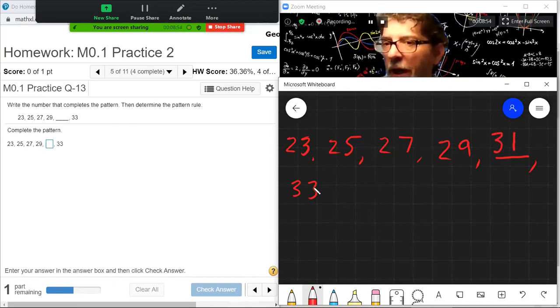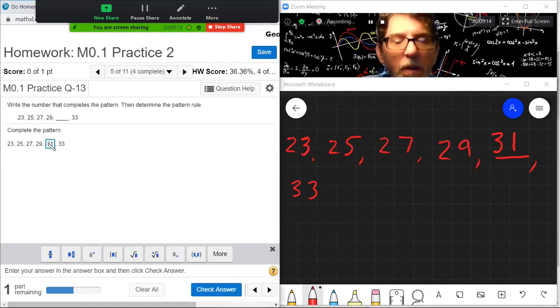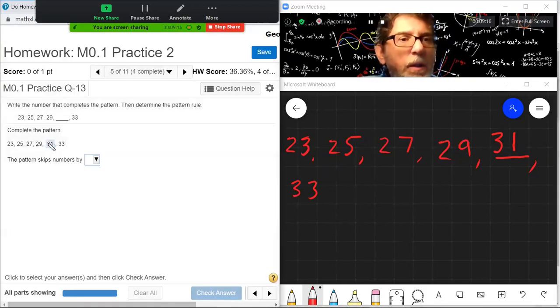And if we look at our next number in line, 31 plus 2 is 33. So yes, 31 is correct, because a difference of 2 is what's the same for all of these numbers. Okay, so let's try 31. So the pattern skips numbers by 2, we said.